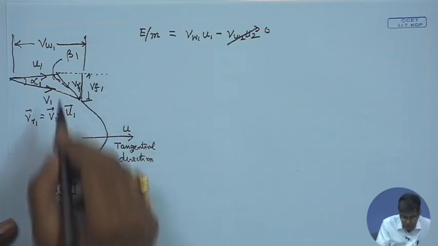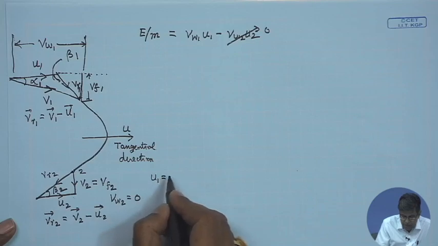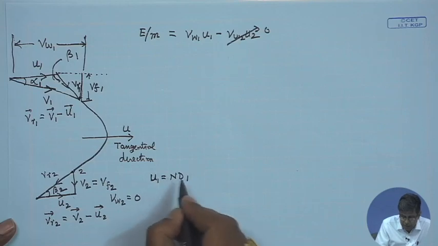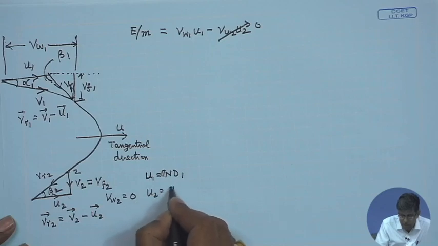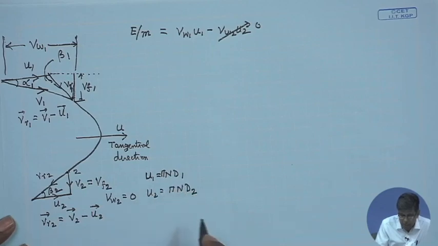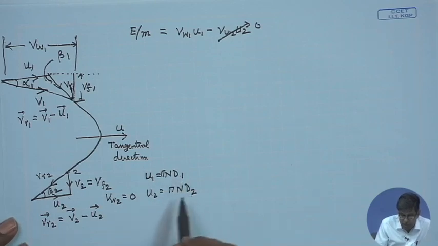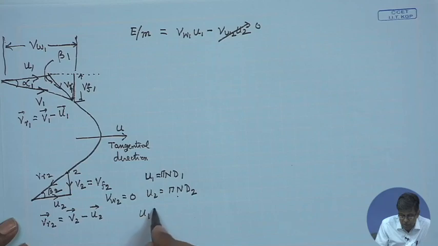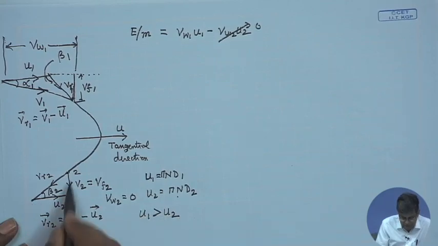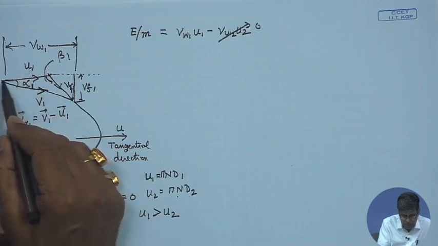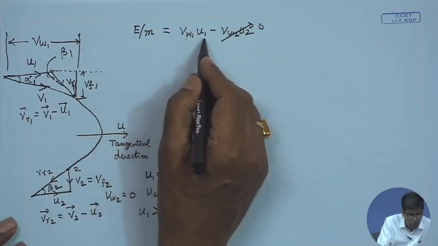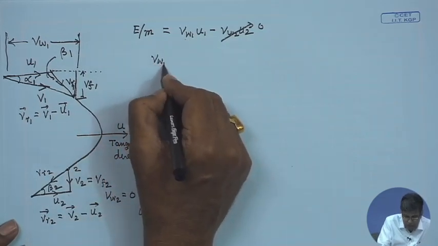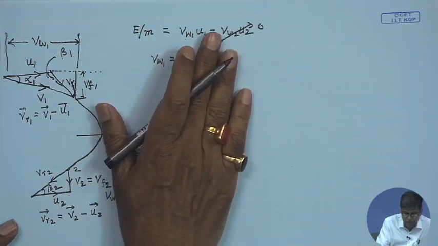Here one thing you have to remember: U1 is given by pi N D1, and U2 will be given by pi N D2. Since D1 is more than D2 and N is constant, U1 is always higher than U2. So, while drawing this vector diagram, one has to take care that U1 should appear bigger than U2. That is just for a sense. Now, therefore, Vw1 U1. Now, Vw1 can be expressed with a little bit of trigonometry; the fluid mechanics concept ends here.